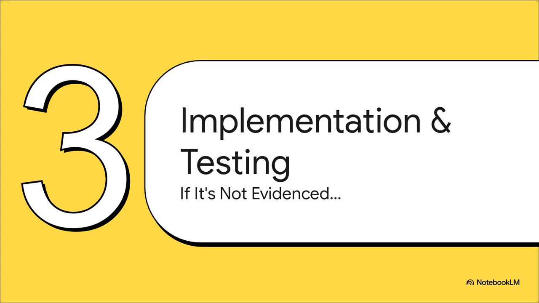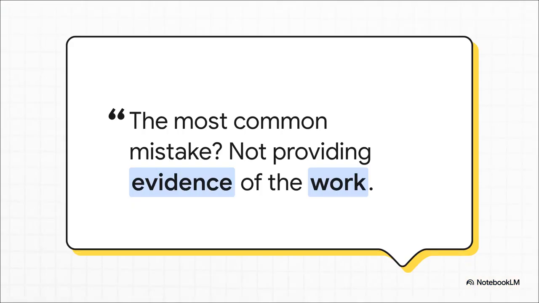All right, so with our plan solid, it's time to get into the coding and testing. And at this stage, the game changes. It's all about one thing: proof. You have to remember, in the eyes of a marker, if there's no evidence, it didn't happen, period. And honestly, this is the single biggest reason why students don't get the marks they deserve. It's not because they didn't do the work. They did the complex coding. They did the testing. It's because they failed to prove it with clear, undeniable evidence.